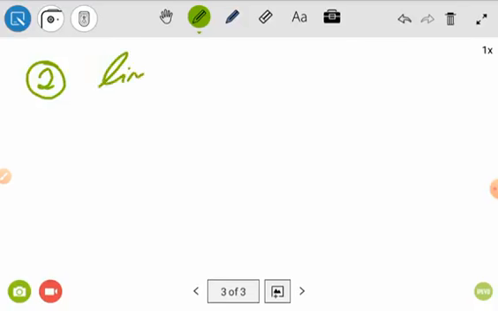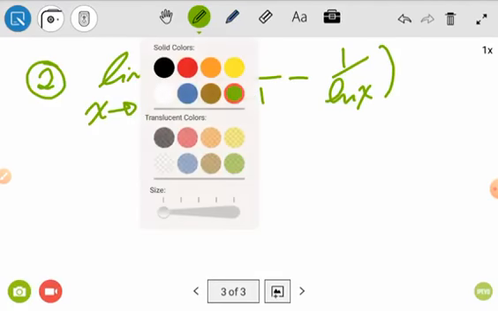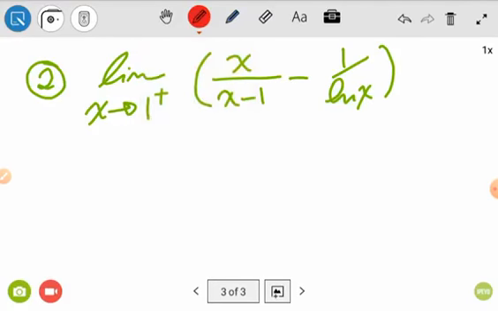Find the limit as x approaches 1 from the right side. This is also our objective, to find a one-sided limit, from the right side or from the left side, of x over x minus 1, minus 1 over ln x. The limit here is an indeterminate type of infinity minus infinity. We combine the terms here and then use L'Hopital's rule.